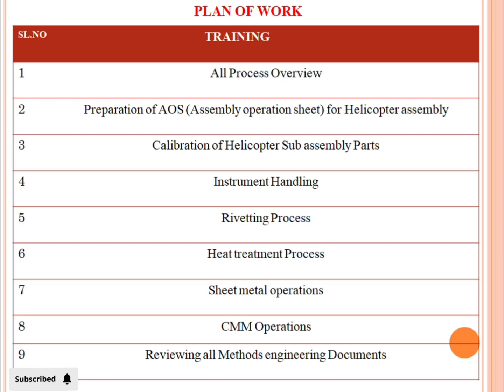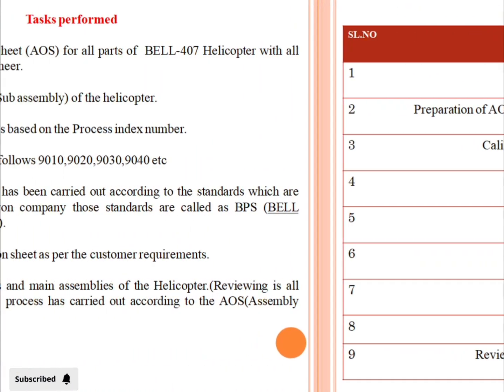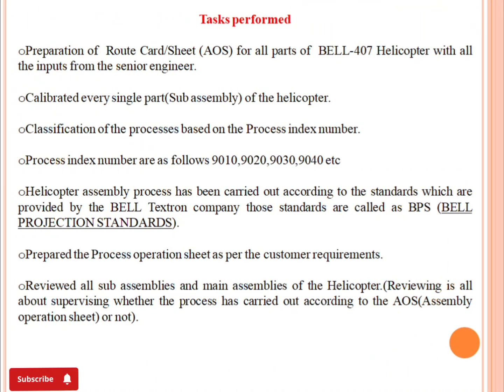This is the plan of work. Tasks performed. The first task which I have performed is preparation of route code or route sheet, which is also called assembly operation sheets for all parts of the Bell 407 helicopter.